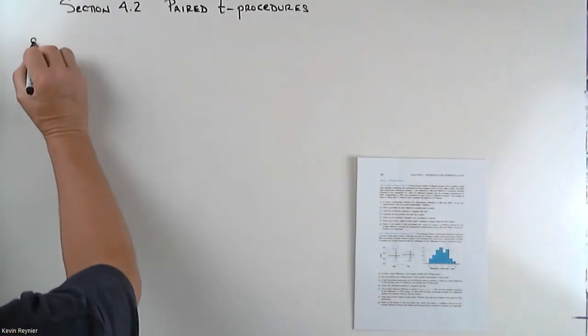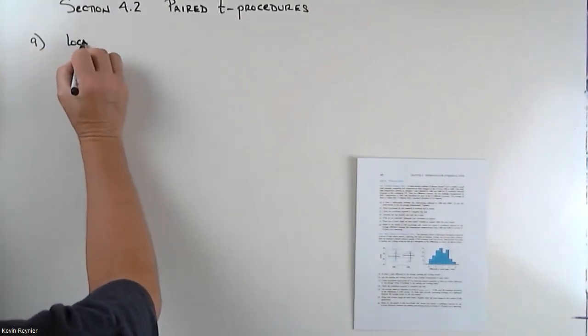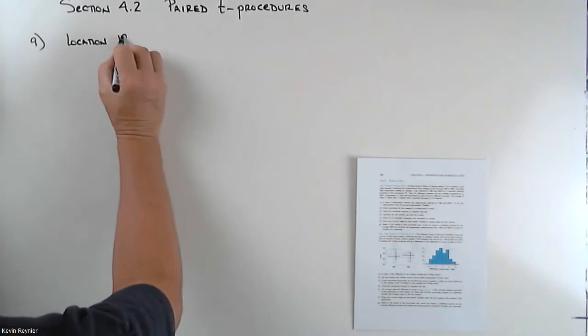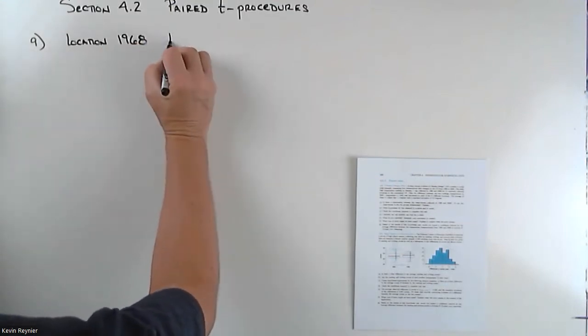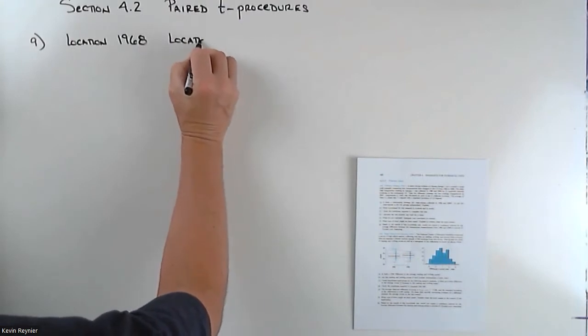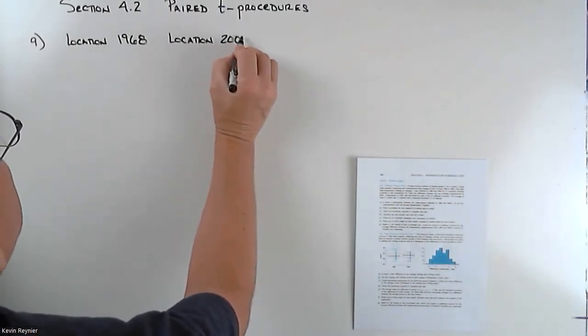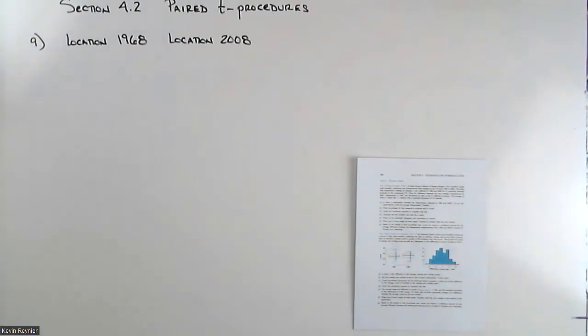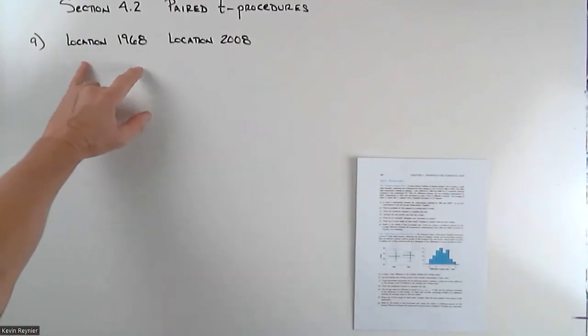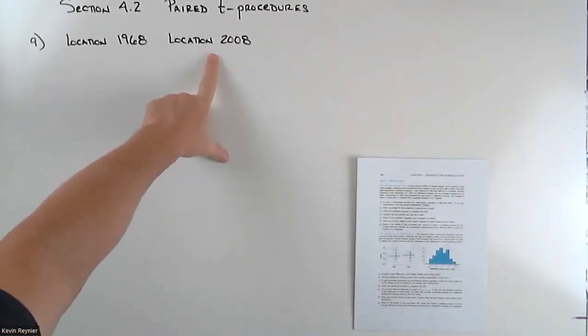So the key idea here is we have a location in 1968, and we have the same location in 2008. And remember, the idea behind a paired T procedure is we have two samples of data. We have the data from 1968 and we have the data from 2008. But because there's a relationship in this data, it comes from the same location. This reading in 1968 came from the same location as this reading in 2008.